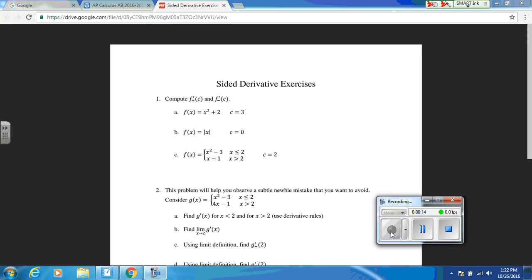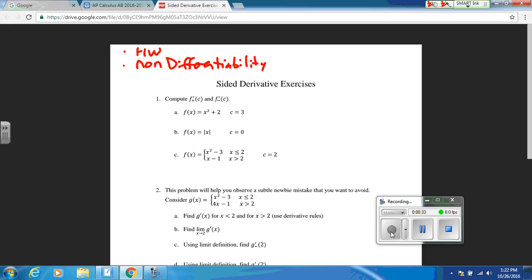Second, we are going to leverage these cited derivatives in order to talk about what happens when f prime does not exist. So, in short, we're going to take a look at homework, and then we're going to look at what we call non-differentiability. In other words, under what circumstances does f prime of c fail to exist? So that's our goal. And I'm going to go back and forth between the Smart Notebook and the homework here, just so we can see what's going on.